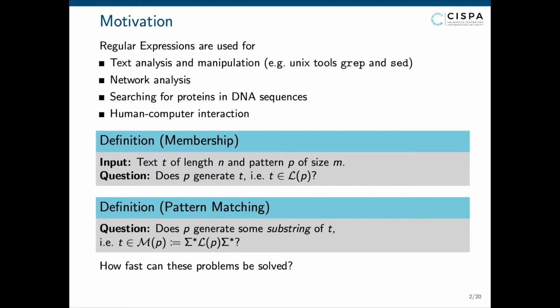So now the natural question is, how fast can these problems be solved? And I guess everyone should know that the answer is O of n times m, where n is the text length and m is the pattern size. But of course, we can also ask for more. So is it possible to improve this algorithm, or is it maybe the best? So can we get a little-o of n times m algorithm, or is actually omega of n times m the running time we can achieve?